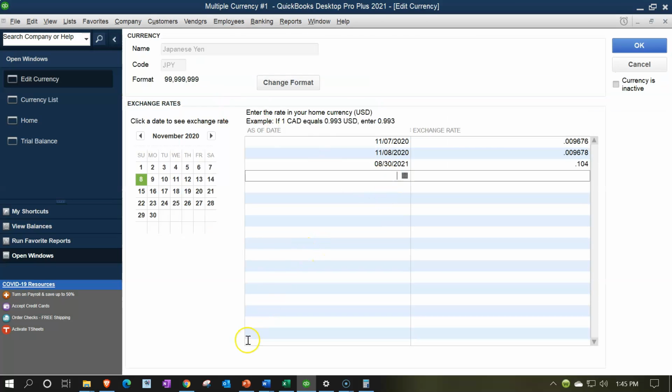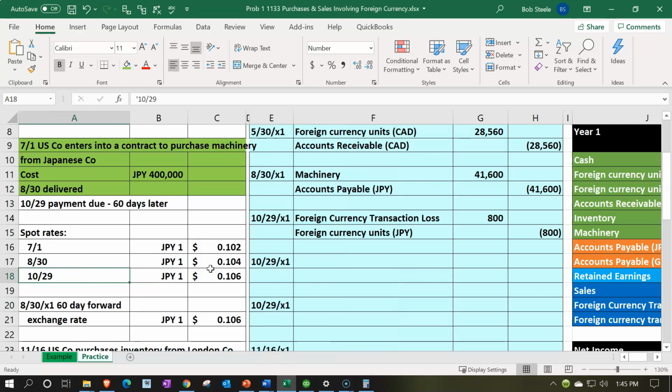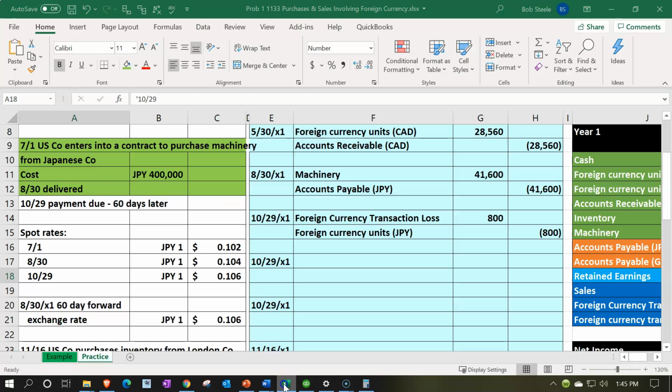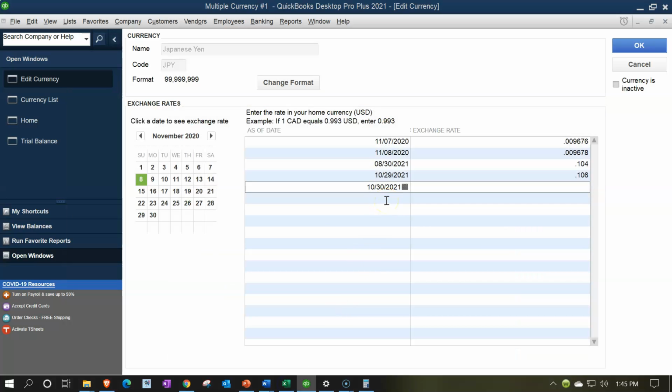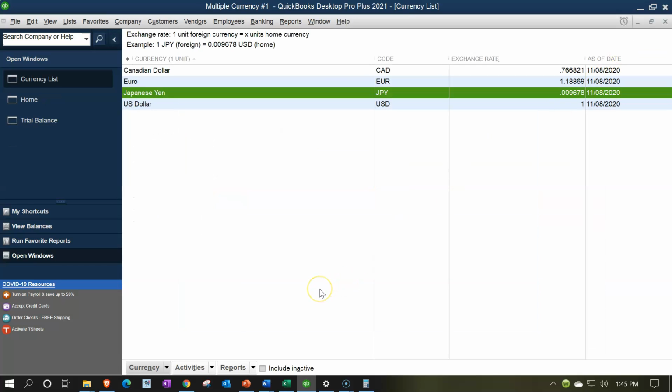So we're going to populate the rate here, and that's going to be for the amount on 10/29, it's going to be that 0.106. So I'm going to say, all right, on 10/29 the 0.106 is going to be the new rate. Let's check that one more time. That's correct. So I'm going to say that looks good, and let's go ahead and say okay. And now I want to tell QuickBooks to make an adjusting entry for me by going to the activities drop down here, and I want to say, would you make an adjusting entry?